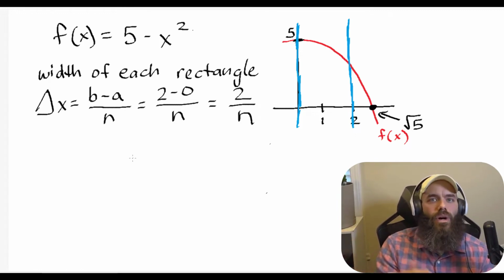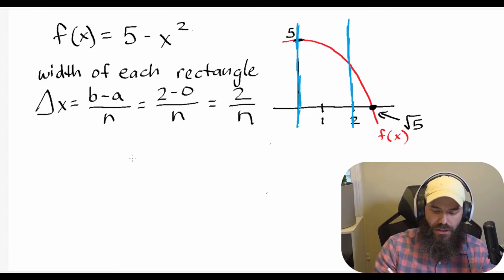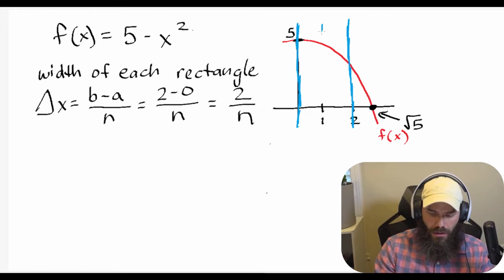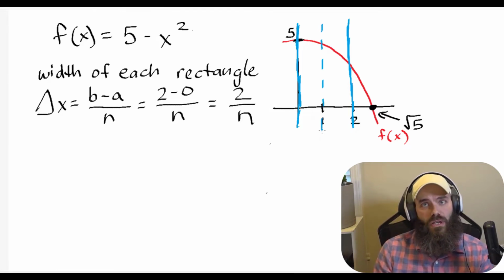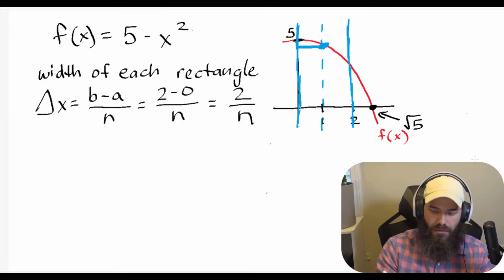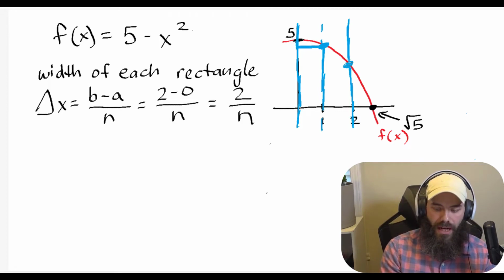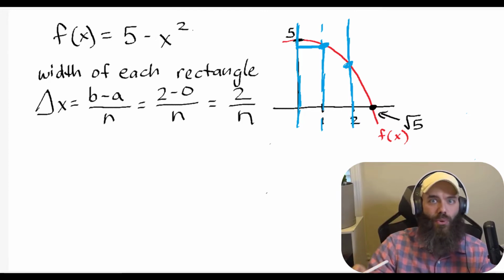Now let's think about what it means to take right endpoint rectangles. Well, if I go to my sketch and say I want to use 2 rectangles, I would break this interval from 0 to 2 up in half. So each subinterval would be length 1. The right endpoint is going to be this endpoint, so this would represent the height of my first rectangle. The height of my second rectangle would be found by taking the right endpoint between 1 and 2. So for each subinterval, you want to take the right endpoint.